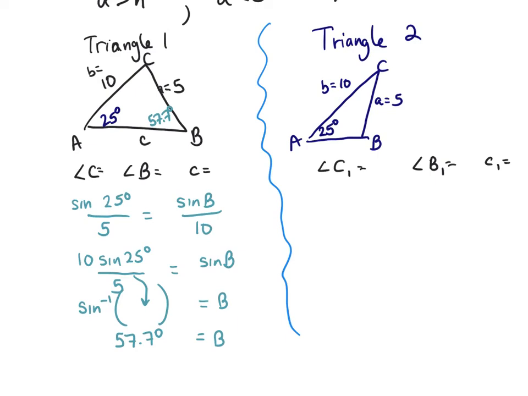So now this triangle is relatively easy to finish. I'll go ahead and find angle C. Angle C is going to be 180 minus 57.7 minus 25, which is 97.3. So 97.3 goes here, 97.3, 57.7. And so now I just have to find side C.